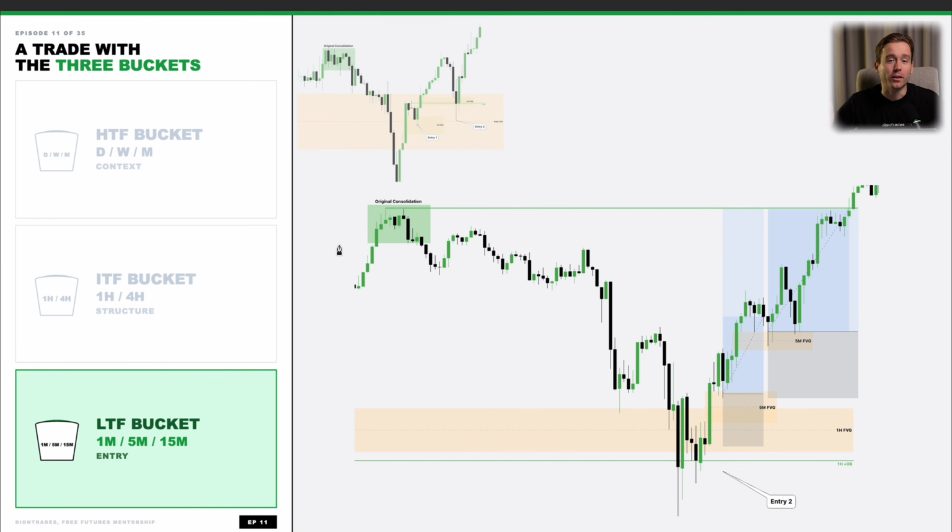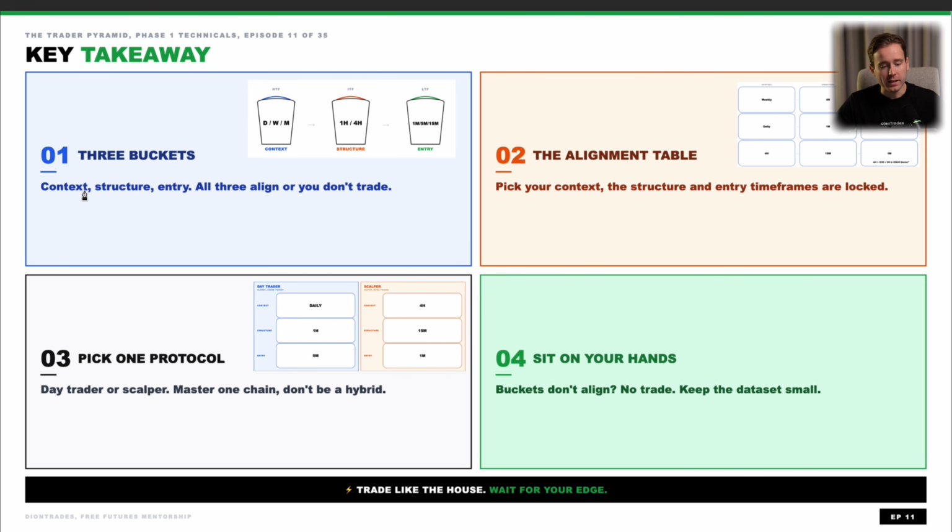And this also works on the 4 hour, 15 minute and 1 minute, what we do with the 10 AM game. So what to remember from this episode, you have 3 buckets: the higher time frame bucket for context, the intermediate term time frame bucket for structure, and the lower time frame bucket for entries. Use the alignment table: weekly 4 hour, 15 minutes, daily 1 hour, 5 minutes, and 4 hour, 15 and 1 minute. Last one is the 10 AM game, executing on a 1 minute.